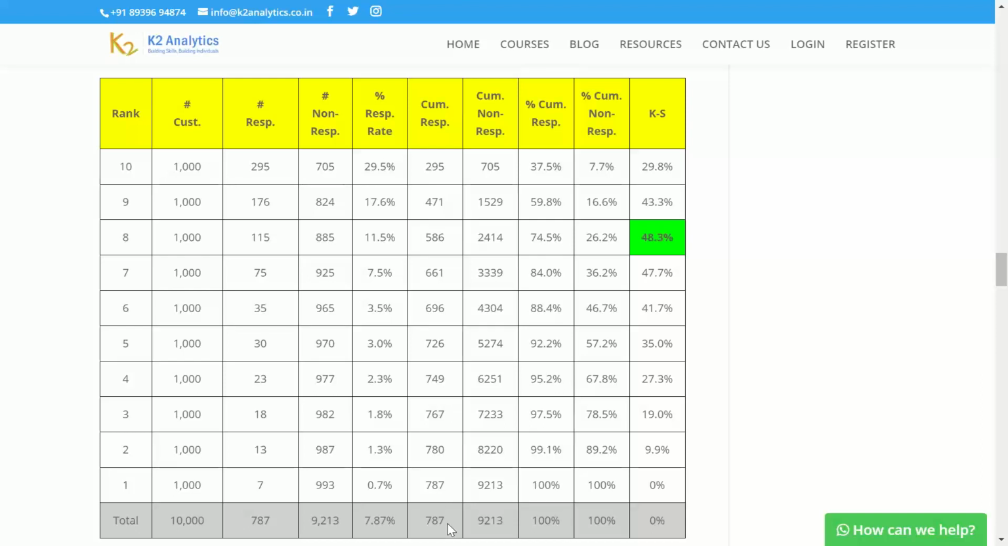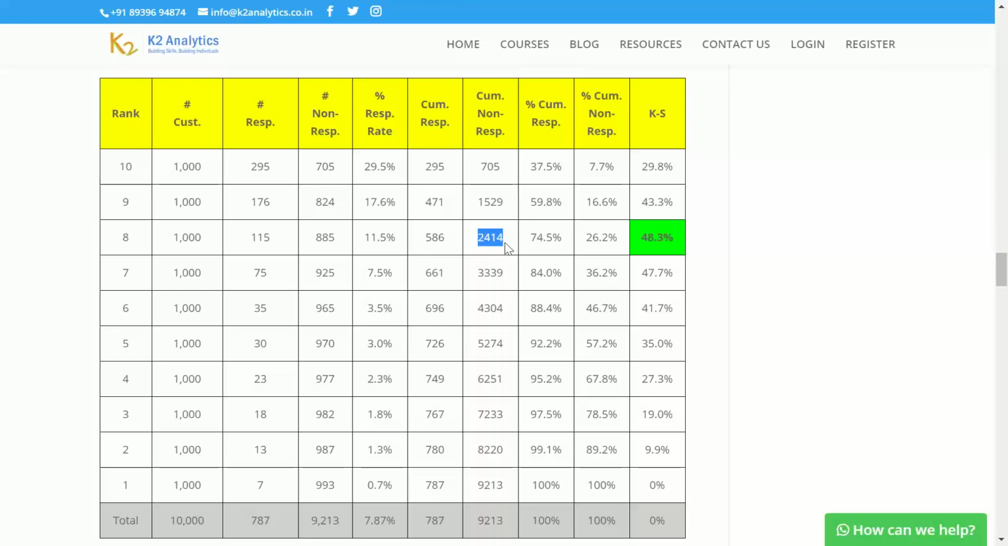Automatically the numbers will get filled. Similarly, we have to calculate a column which is cumulative non-responders. In the topmost decile, 705 is what we'll have. The next decile will have 705 plus 824. So basically cumulative of these starting two numbers equal to 1529. Then the cumulative of starting three numbers 705, 824, 885 will be equal to 2414. This way you have to compute the cumulative.